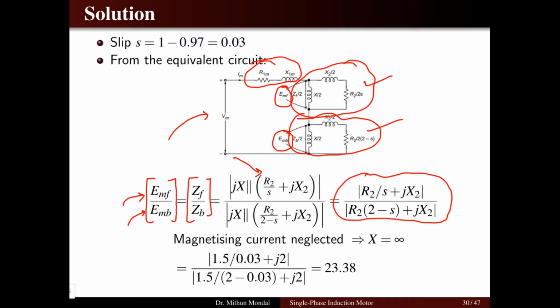It is already said that we have to neglect the current which is in the magnetizing. So X is infinity because the current is neglected. So we need not take the X component in the calculation, and putting all the data that we know from the parameters, we get the value of the ratio of the impedance as 23.38, which is again the ratio of the forward EMF by the backward EMF.